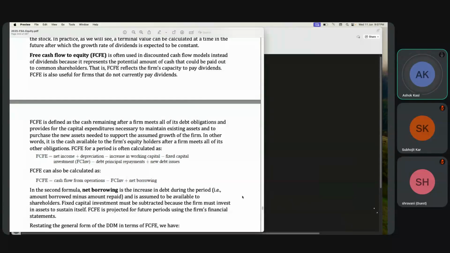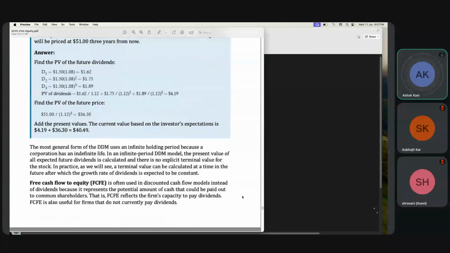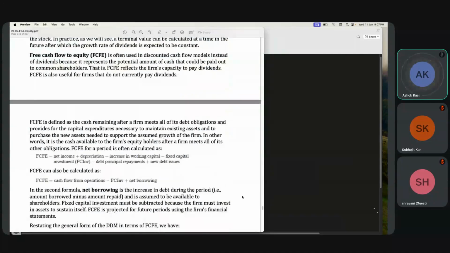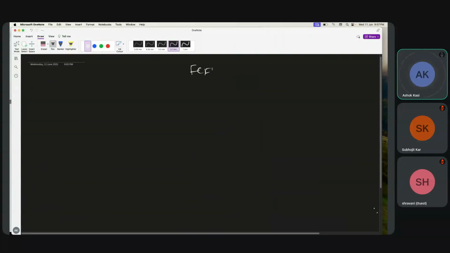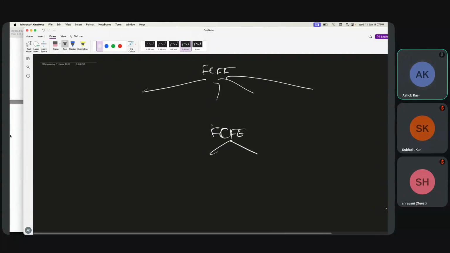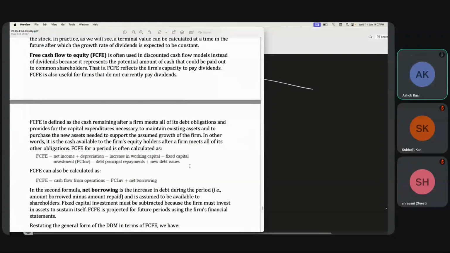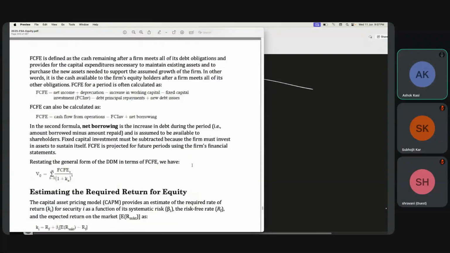Okay, so we have done FCFF. Last time we did FCFF and FCFE, free cash flow to the firm, which I did in 4 ways. Then from there, FCFE, which uses 2 ways. Anyway, I will repeat this in FSA also.